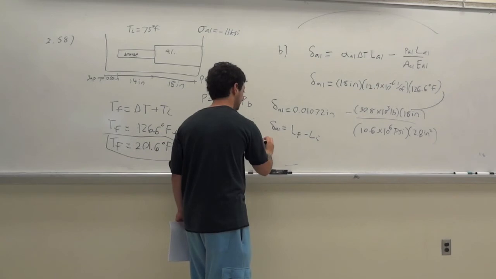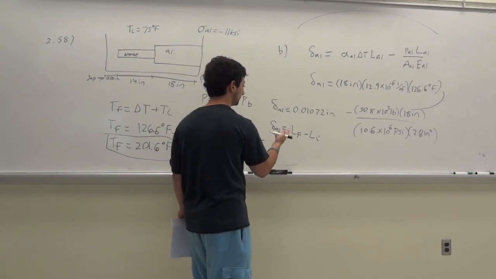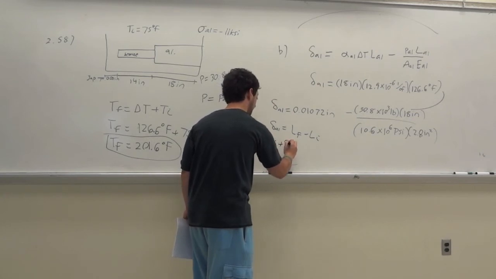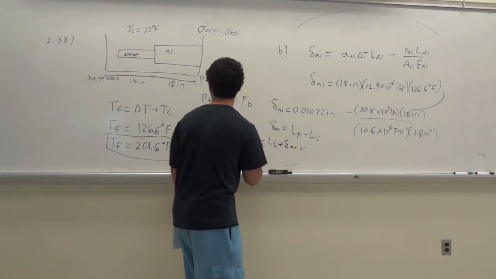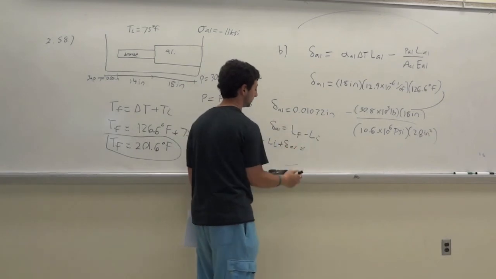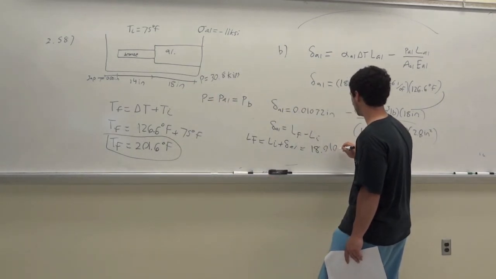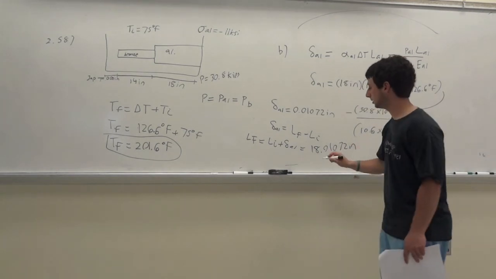So LF is equal to the initial length plus the deformation, right? So it's just 18 plus this number, so it's 18.01072 inches.